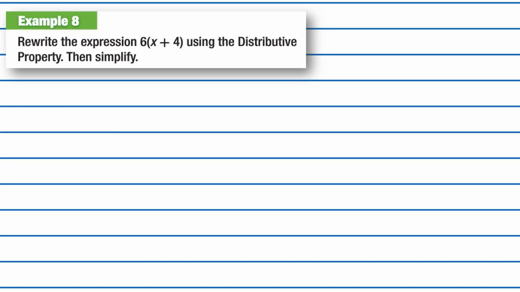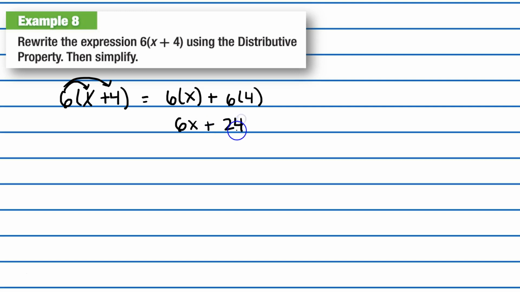So now let's rewrite the expression 6 times x plus 4 using the distributive property, and then we want to simplify. So we have 6 times x plus 4. Well, just like we did before, think about it, it gets distributed. So 6 times x plus 6 times 4. There we go. 6x plus 24. And it's that easy. That's it.